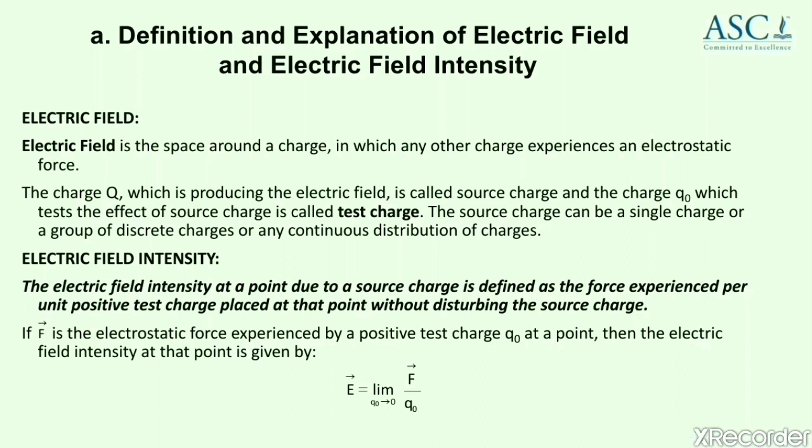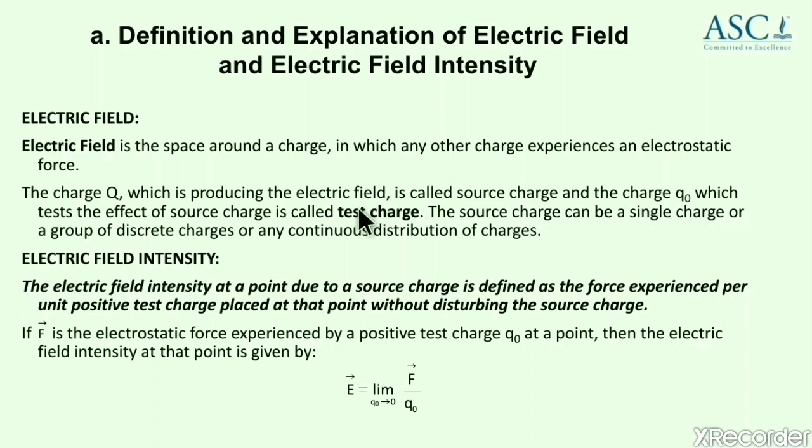So for the meaning of electric field, you can refer to this. Electric field is the space around a charge. It is the region or space around a charge in which any other charge, if you keep it, experiences an electrostatic force. There are two charges I am mentioning here: one is the source charge and the other one is the test charge. The charge capital Q is called the source charge, and Q naught is a small test charge, which is also a unit positive test charge.